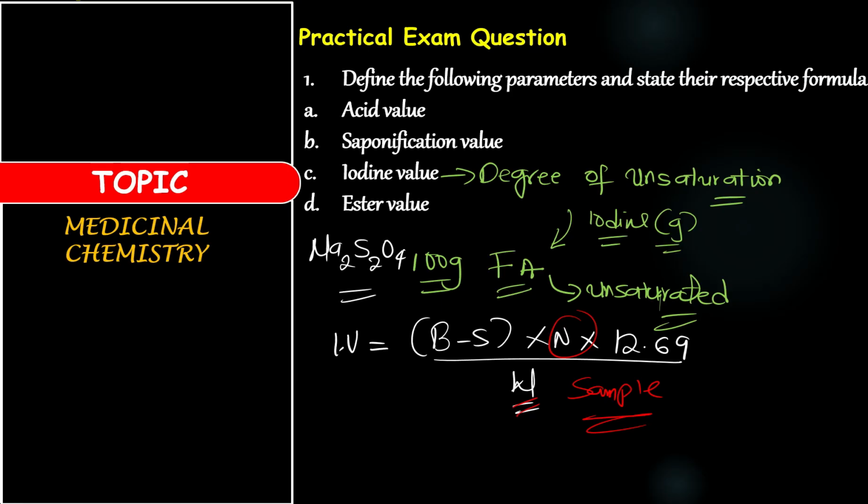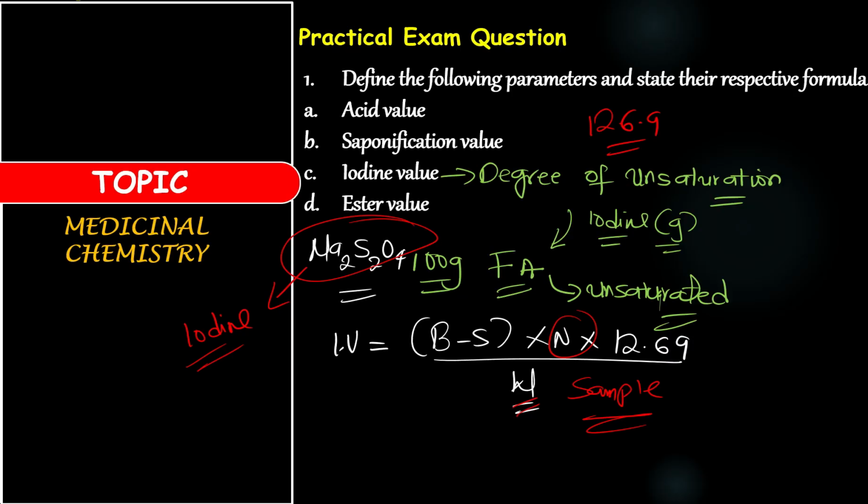All right, this 12.69 is a conversion factor. The molecular mass of iodine is 126.9, but after calculation we arrive at 12.69 as a conversion factor. B minus S is the volume of sodium thiosulfate, because sodium thiosulfate is what is actually used for the assay of iodine in iodometry, if you can still remember that practical we did. All right, so that is that for the iodine value.